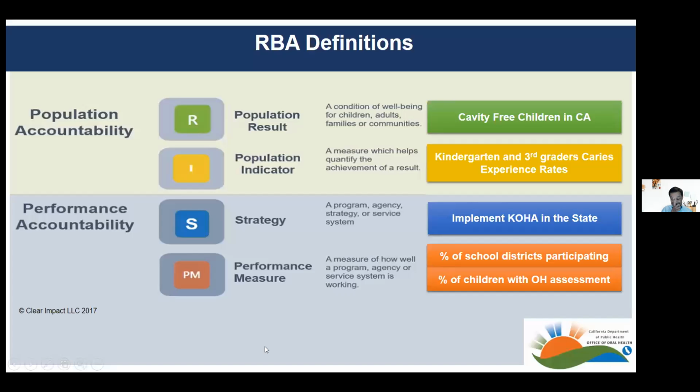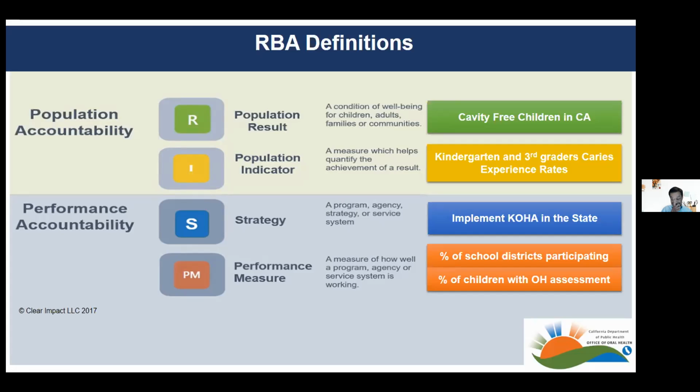From here, RBA definitions. So when we break out population accountability and performance accountability, we have 2 types of definitions per accountability. Population result being cavity-free children in California. That's establishing the condition. We want healthy cavity-free children in California. So that's that population and geographic location. And our indicator for that is the kindergarten and 3rd graders caries experience rates. And when we look to implement a strategy, we call upon the KOHA, Kindergarten Oral Health Assessment, in the state. That's the program and agency that we are working with to move forward in achieving our goal.